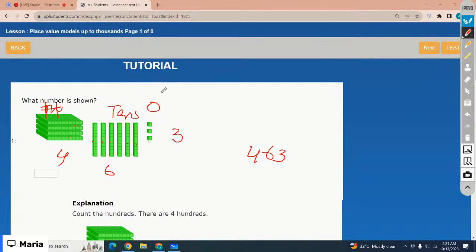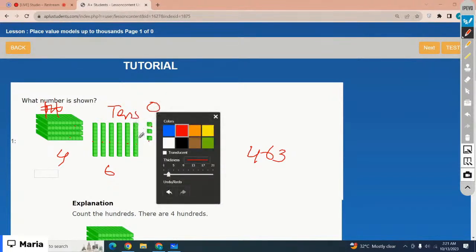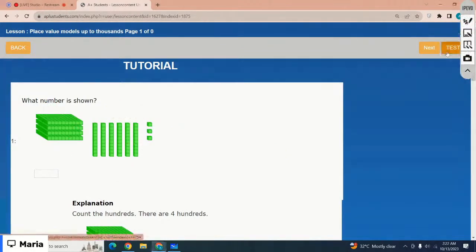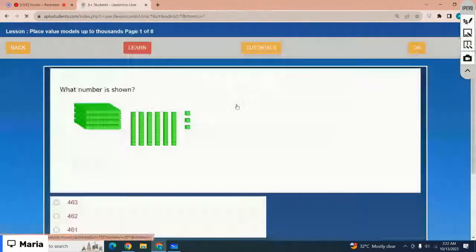Just keep the shape of these. The single block always represents the one. A complete strip with 10 squares represents the tens. And one like this, 10 here and 10 here, represents the hundreds. So together they make the number 463. Got it? Let's just start with the practice questions. Okay, what number is shown? Which is the correct option?